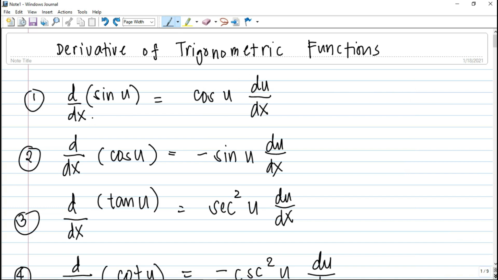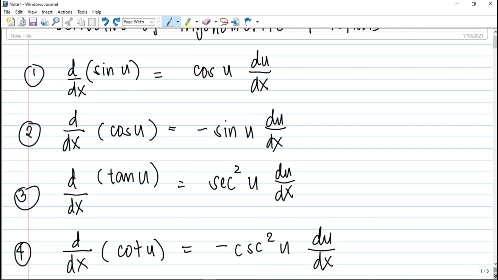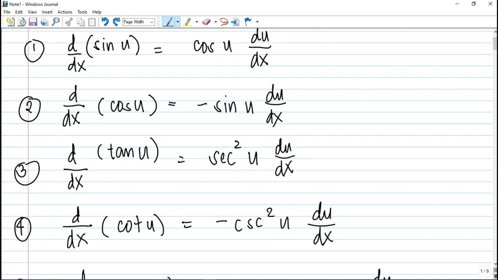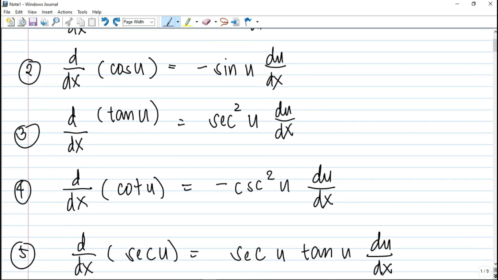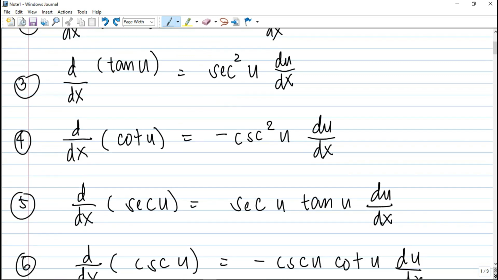In this first formula, we have the derivative of sine u with respect to x is equal to cosine u times the derivative of u. That is differentiated with respect to your independent variable, x. Number 2, the derivative of cosine u is equal to negative sine u du. Number 3 is the derivative of tangent u, which is equal to secant squared u du. And the derivative of cotangent u is equal to negative cosecant squared u du.